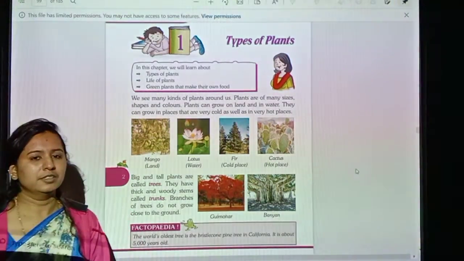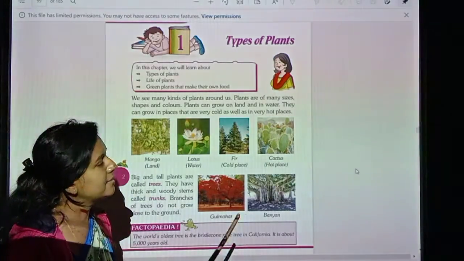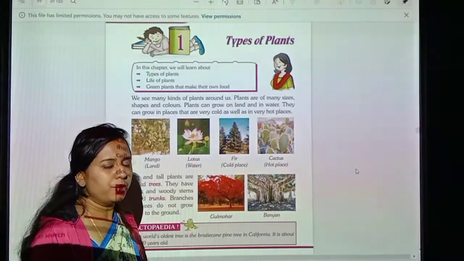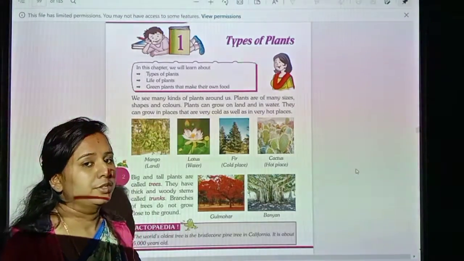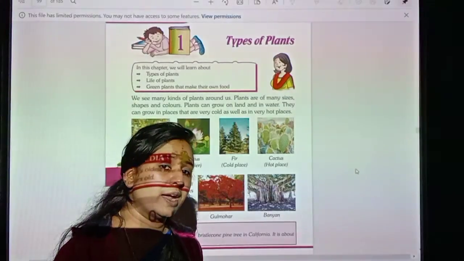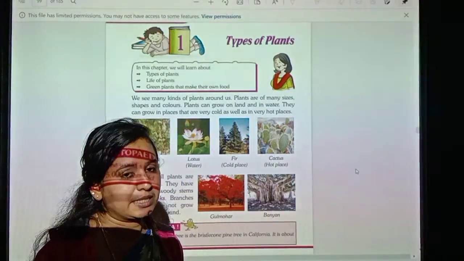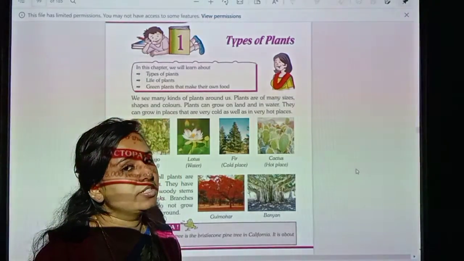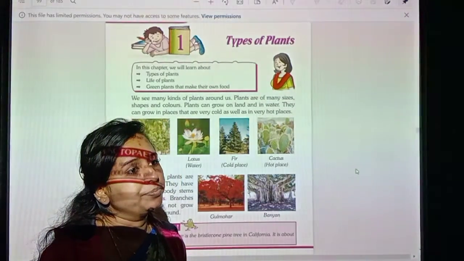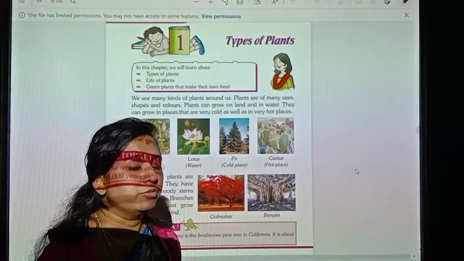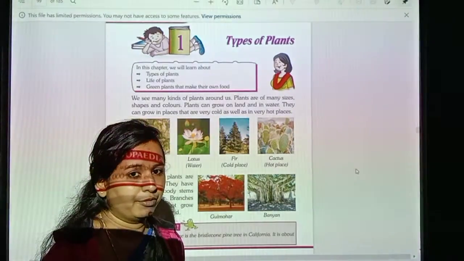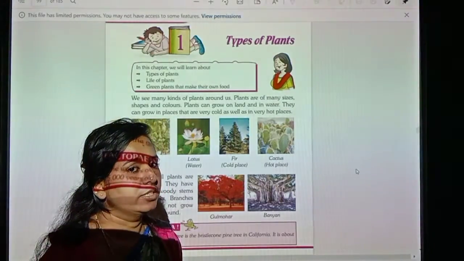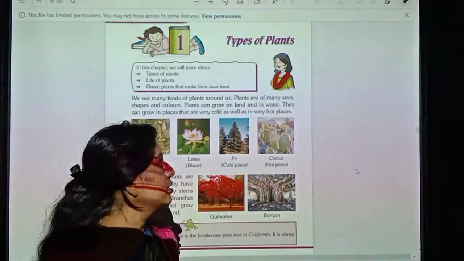Good morning, children. Today I'll go with the science lesson, first lesson, types of plants. What do you mean by types of plants? We see so many plants and trees around us, right? Even living things and non-living things. Living things are the ones that have life. That is called a living thing. Non-living things don't have life. This is non-living things. Okay.